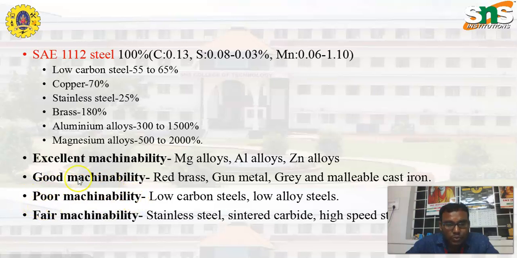If the material has poor machinability, examples are low carbon steel, low alloy steels, etc. For fair machinability, stainless steel, sintered carbide, high-speed steel, etc.